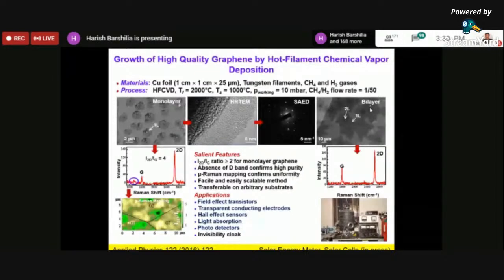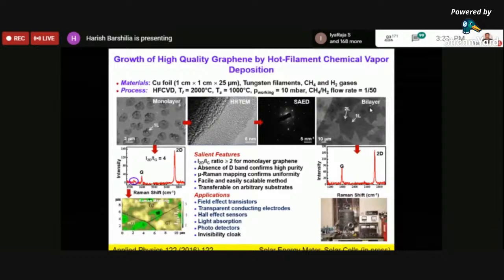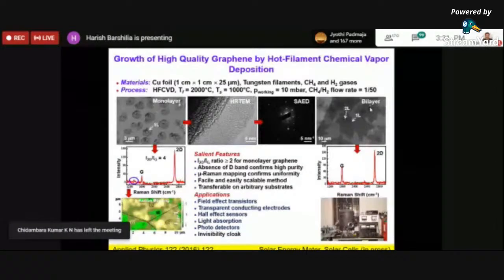We also work on graphene kind of coatings. These are again very interesting materials. They can be used for various applications such as field effect transistors, transparent conducting electrodes, photodetectors, and then the invisibility cloak. We hear many times that there's a fabric wherein when you put on that fabric, you become invisible. That kind of fabric is designed based upon these graphene kind of materials.